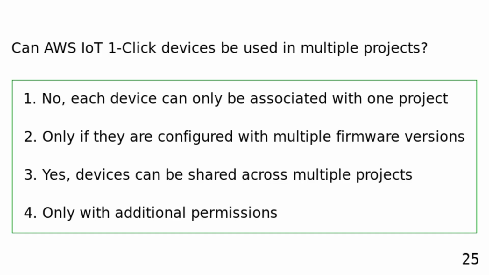Can AWS IoT one-click devices be used in multiple projects? No, each device can only be associated with one project. Only if they are configured with multiple firmware versions. Yes, devices can be shared across multiple projects. Only with additional permissions.